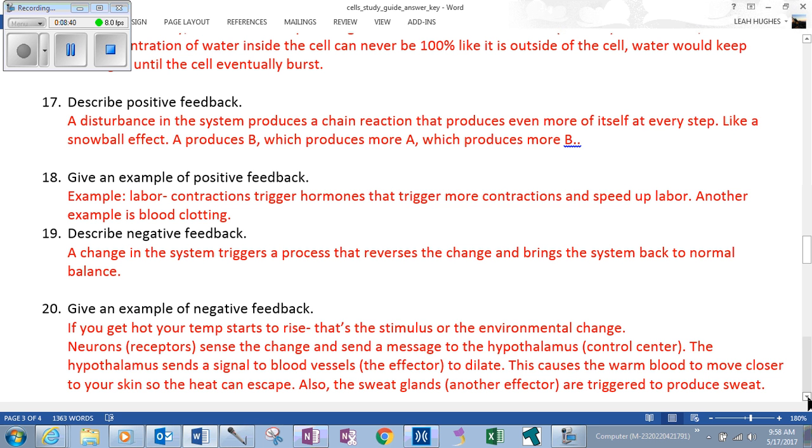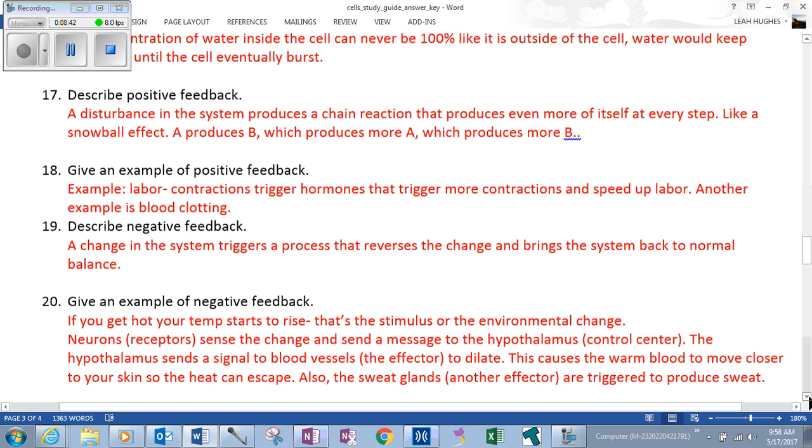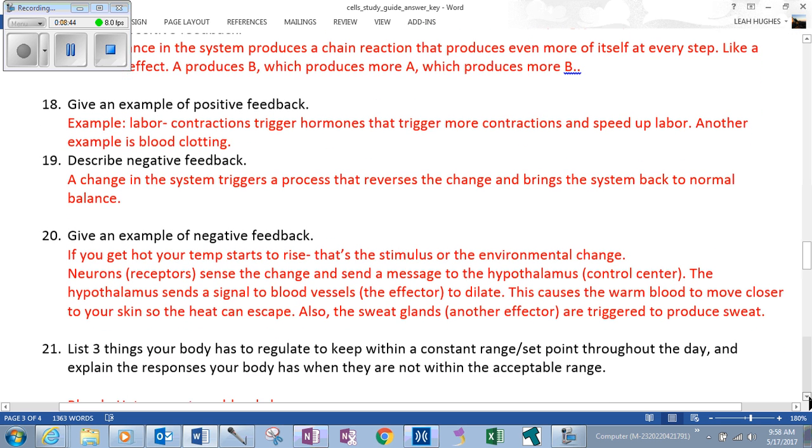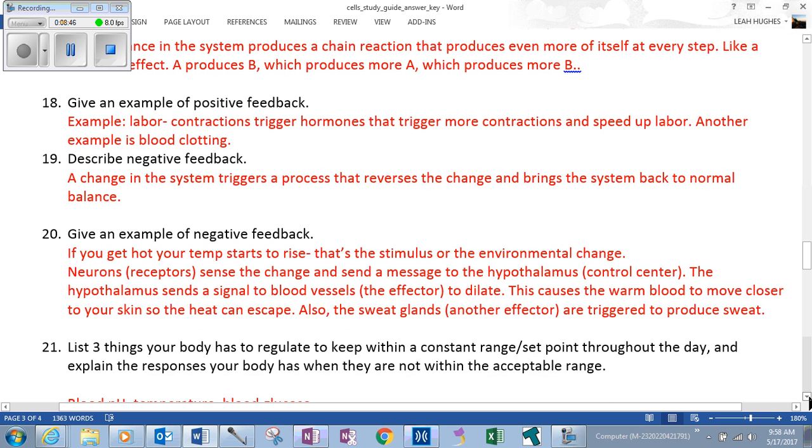Number 18, give an example of positive feedback. Example, labor. Contractions trigger hormones that trigger more contractions and speed up labor. Another example is blood clotting.